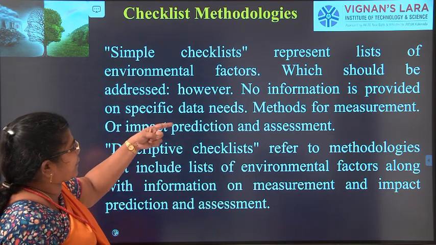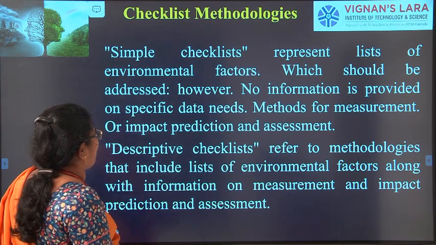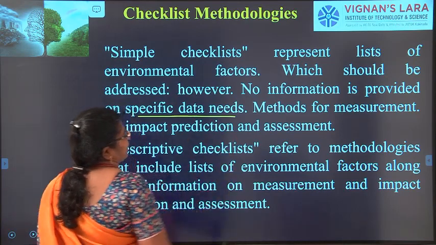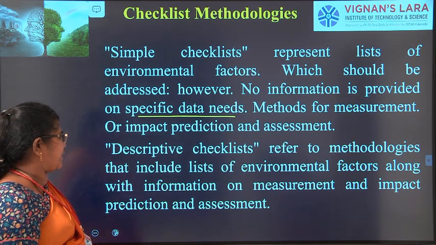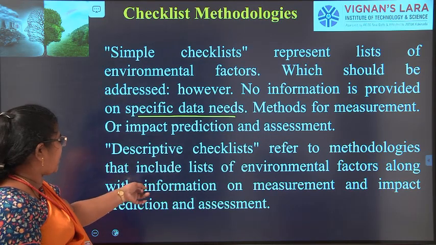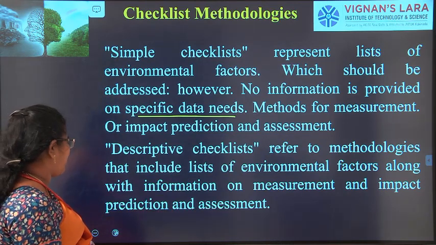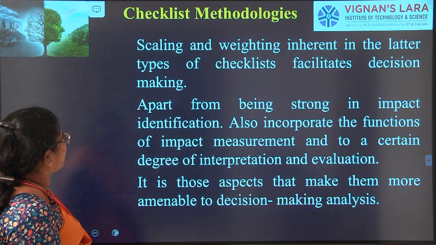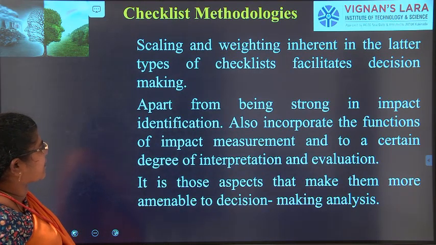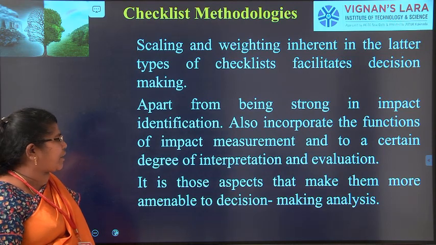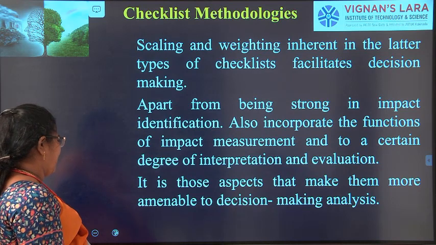It represents a list of environmental factors which should be addressed. However, no information is provided on specific data needs. This is one of the disadvantages. And impact prediction and assessment. Descriptive checklist refers to the methodologies that include a list of environmental factors along with information on measurement and impact prediction and assessment. Scaling and weighing inherent in the latter types of checklist facilitate decision making. It also incorporates the function of impact measurement to a certain degree of interpretation and validation.